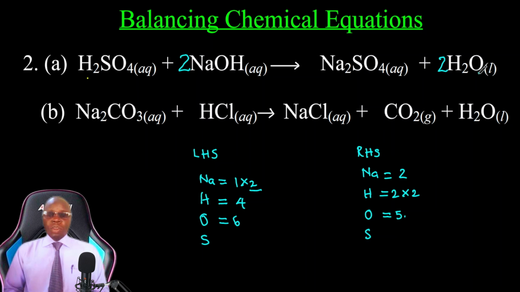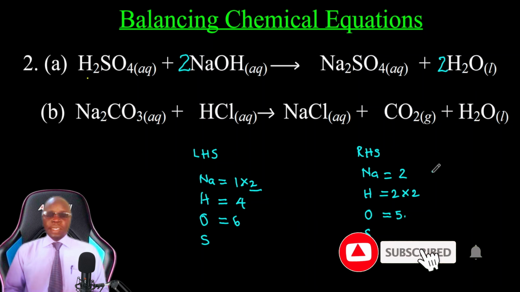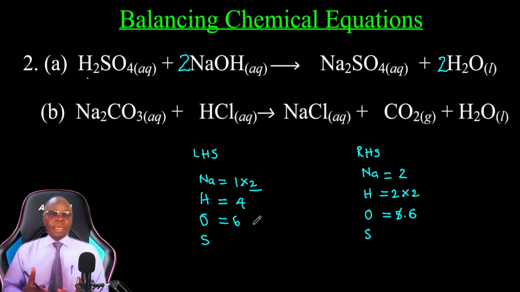Now the number of oxygen on this side has also risen from 5 to 6. So we no longer have 5 here, but we have 6. Automatically it has balanced oxygen atoms also on either side. Now let's go ahead and look at sulfur.